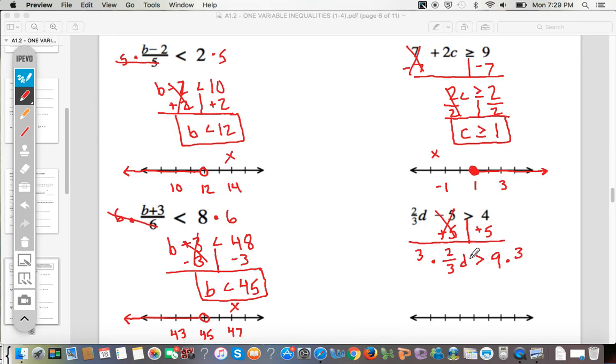We also knew that if we had 2 times d, 2 and d being multiplied together, we would get rid of that 2 by dividing by 2. So I'll write that as well. Okay, so our 2's cancel, and our 3's cancel. Okay, so I'm left with d is greater than 9 times 3 is 27. Remember, we just multiply the numerators. And I'm left with 2 in the denominator.